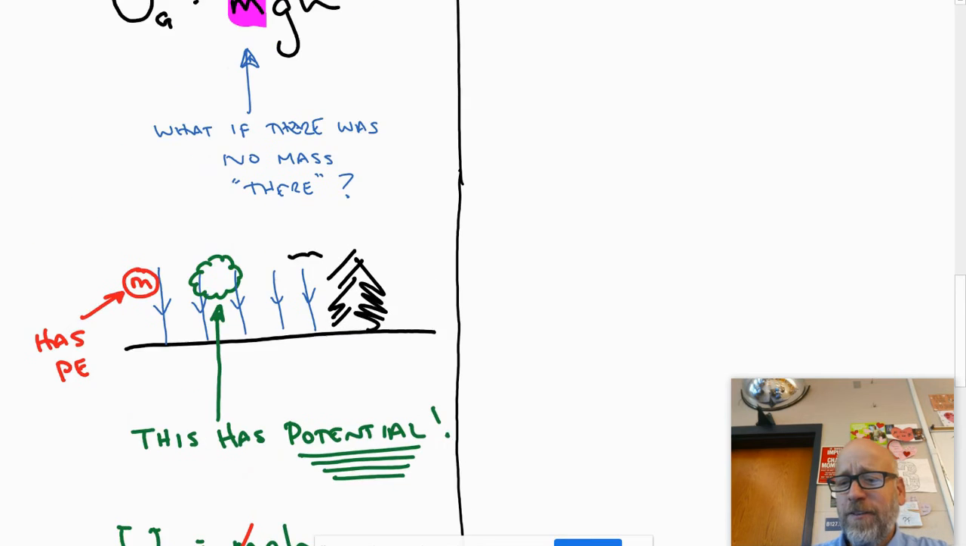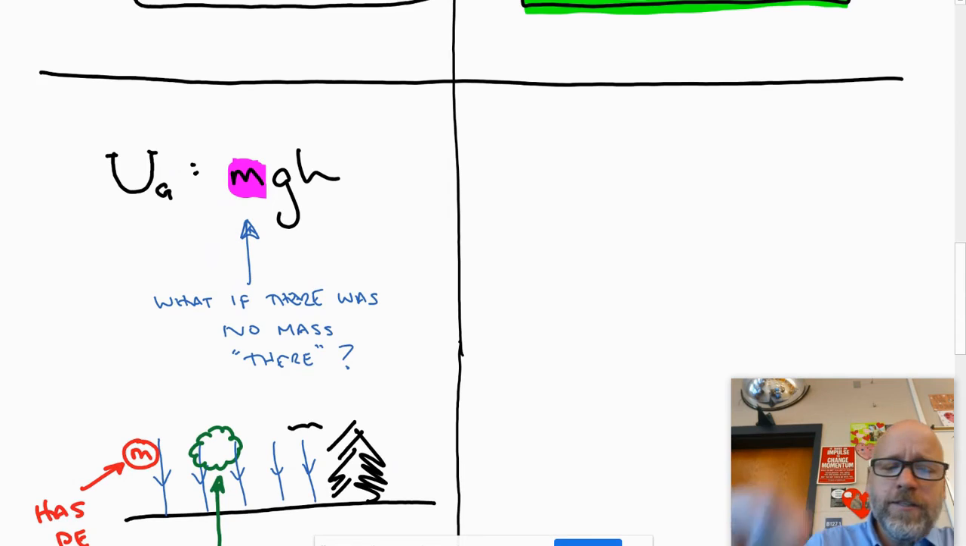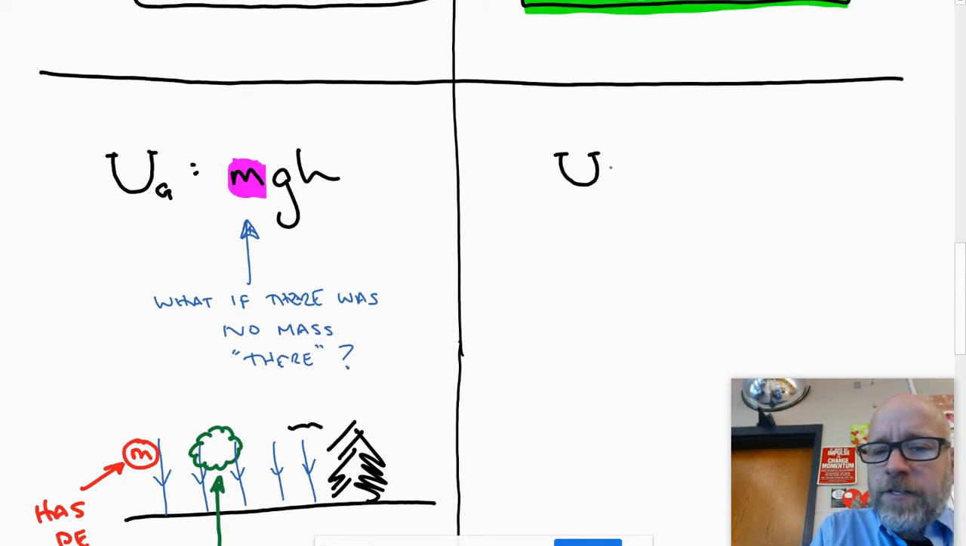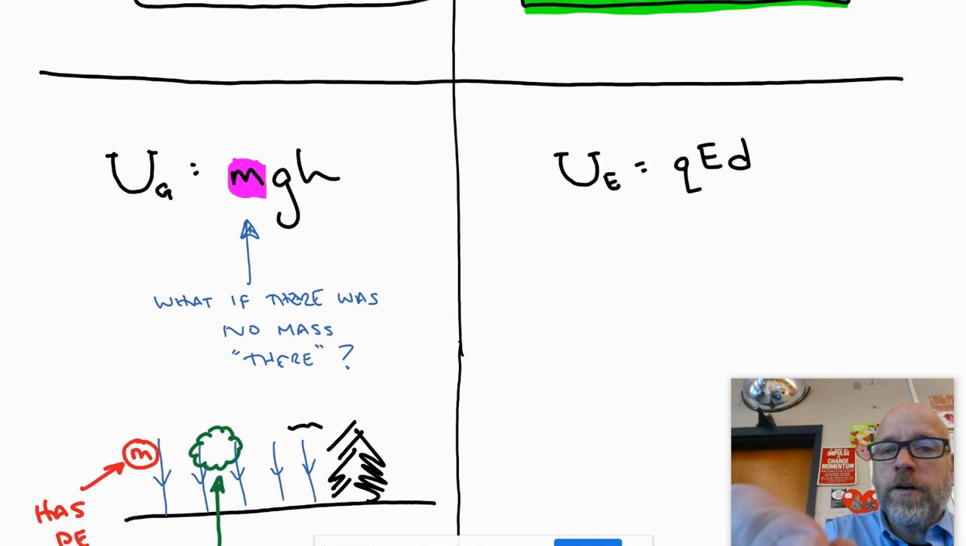So what the heck does that have to do with electrical stuff? Well, let's take a look. If we say that electric potential energy is the charge times the field strength times d, what if there's no charge there? Yeah, go ahead, write it down.